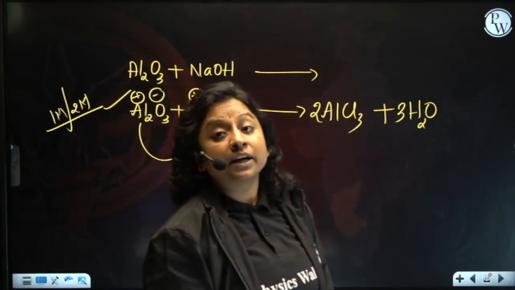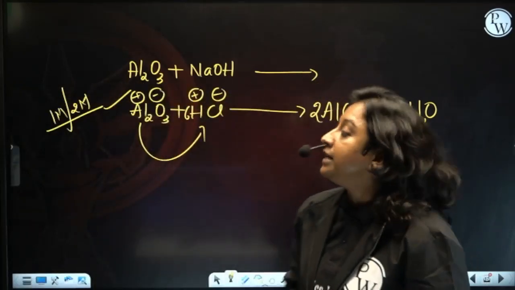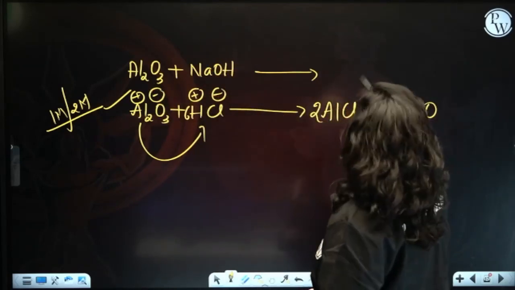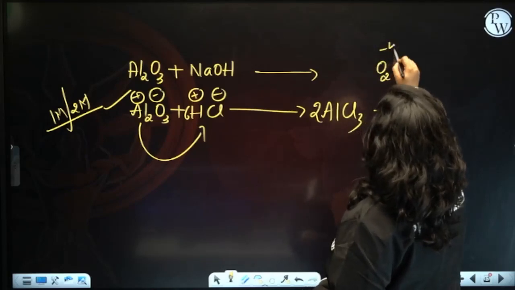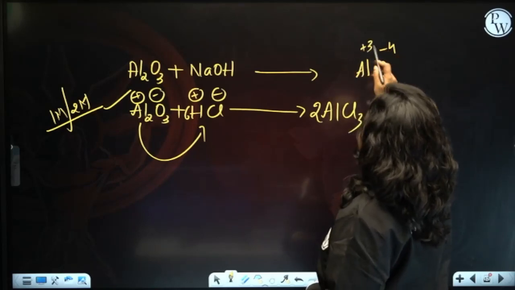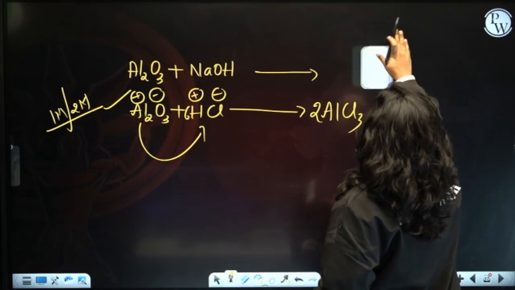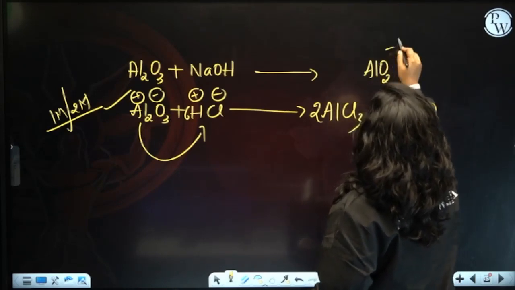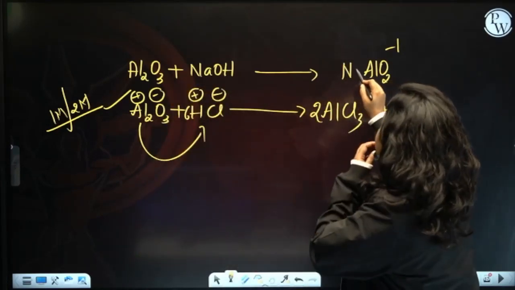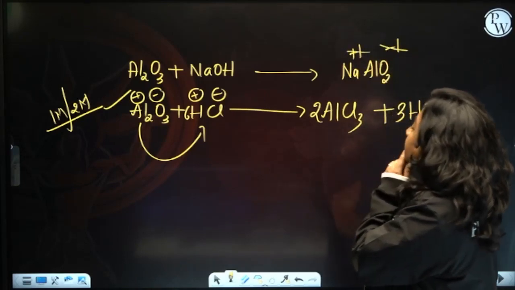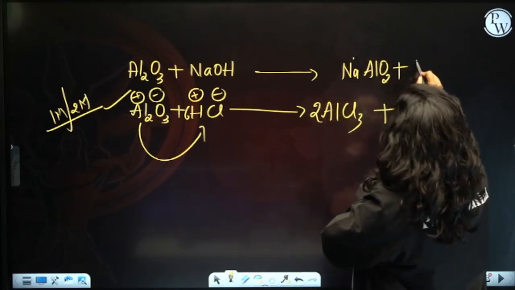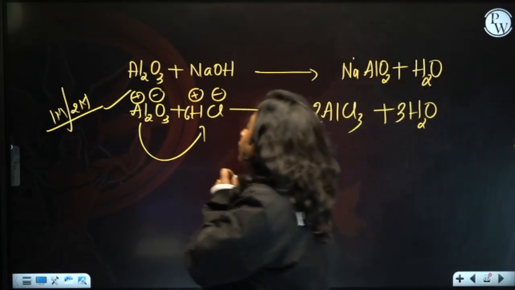First reaction. How do we write the product? Aluminium oxide with sodium hydroxide. First we have to get what? Oxygen has what charge? -4. Aluminium has a charge of +3. -4 plus 3, what is remaining now? For this AlO2, -1. Now we need to balance that -1 by writing Na, which is +1, so +1 -1 gets balanced. You get sodium aluminate. Sodium aluminate plus what? Water. Here also water will be formed.